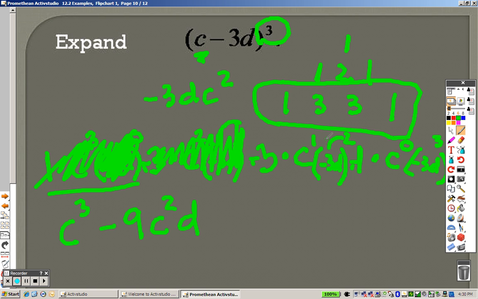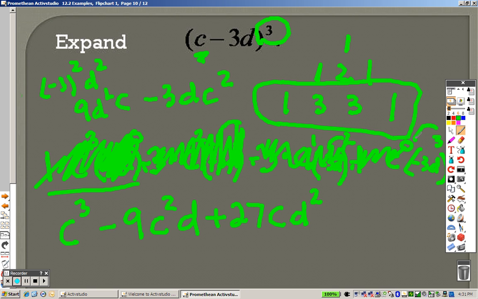This is squared, so that's like saying negative 3 squared and d squared, which is 9d squared. I still have a c there, and I'd still multiply by 3. So 9 times 3 is 27. I still have a c, but now there's a d squared there. C to the 0 is 1, and 1 times 1 is 1. So really all I have is negative 3d to the third.